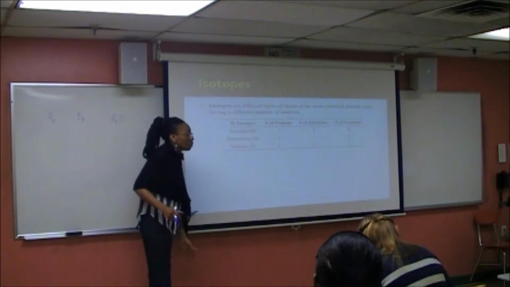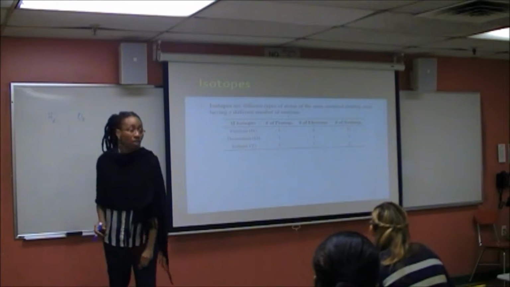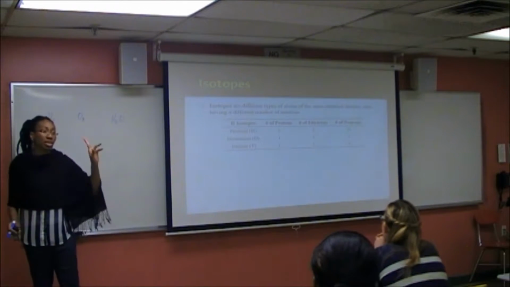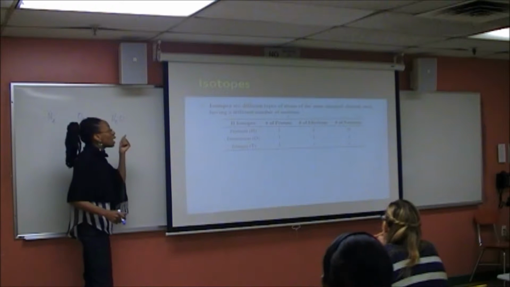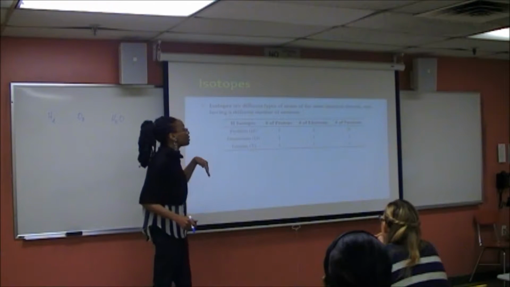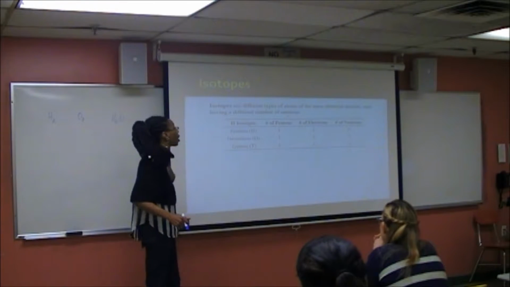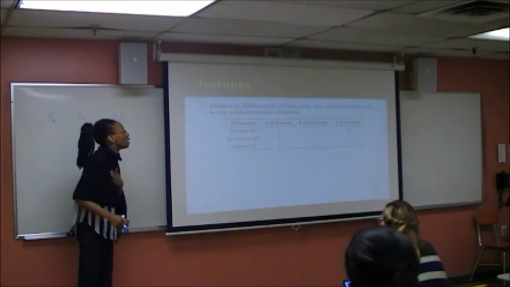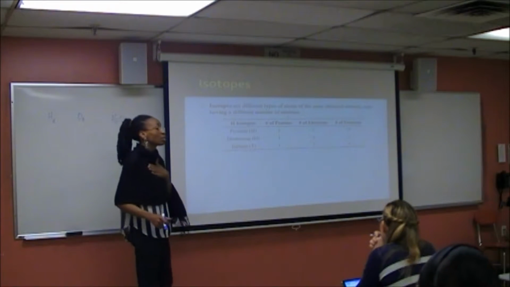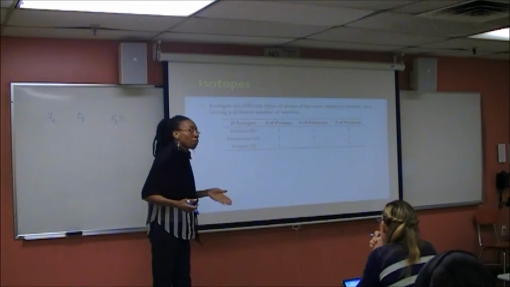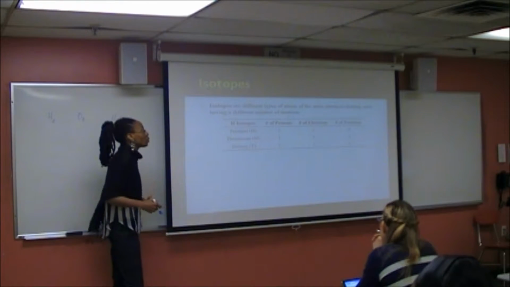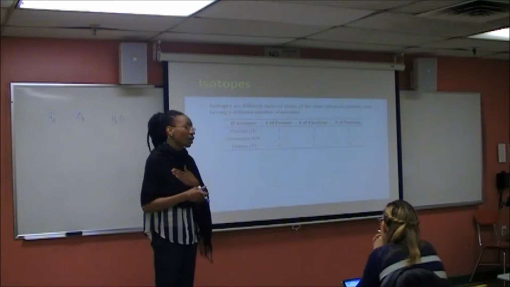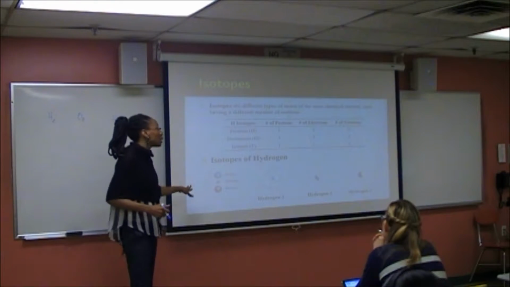Here you have the isotopes of hydrogen. You have protium, you have deuterium, and you have tritium. Protium has 0 neutrons, 1 proton, 1 electron. Deuterium has 1 proton, 1 electron, 1 neutron. Tritium has 1 proton, 1 electron, and 2 neutrons. Okay? These are what these things ultimately look like.